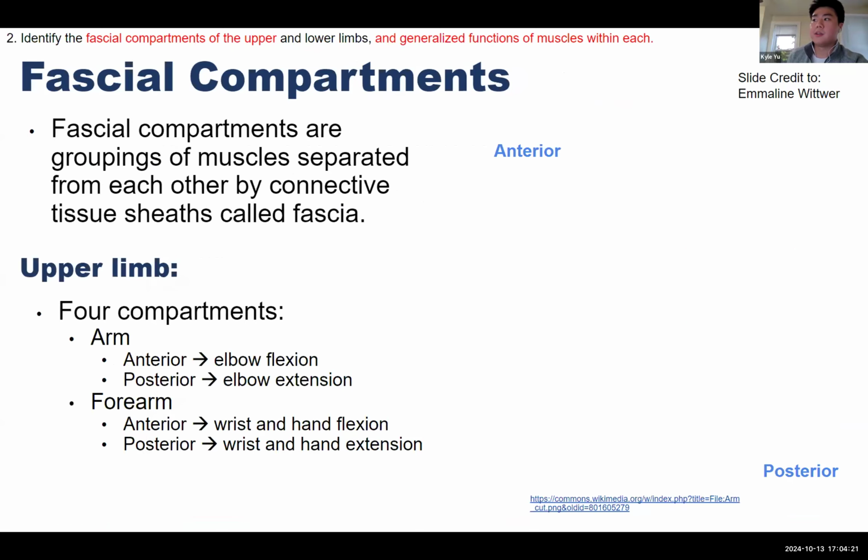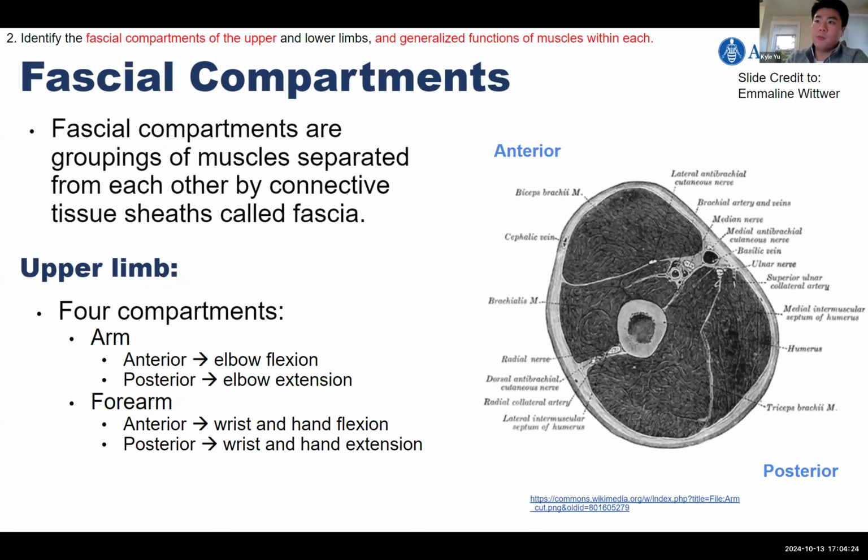All right. Next, we'll go into fascial compartments. And so fascial compartments are going to be groupings of muscles that are separated from each other by connective tissue sheets called fascia. So in this case, I have a cross-section of an arm. And so here, along this dotted line, we have the two compartments, the anterior and the posterior compartment. And then for your upper limb, you have 4 total compartments, an anterior and posterior in the arm, and the anterior and posterior on the forearm. And I think fascial compartments are really important to understand because you can group all the muscles in there, and then you have a more cohesive understanding of what they do and then the blood supply.